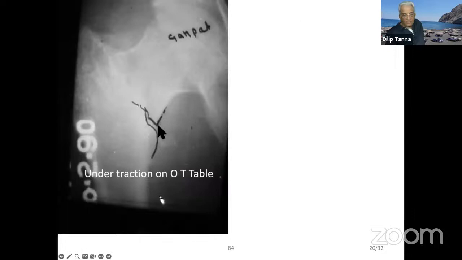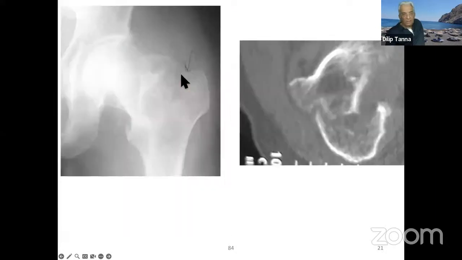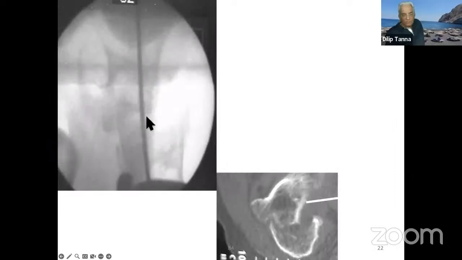This is where it has not been able to reduce. This is under traction on OT table. This has come out of the capsule. So you cut the capsule, and automatically the whole thing will be reduced. So I reduce this and ultimately it is picked up with the DHS. Or here, this is the one, you can see what has happened. This was the CT scan which was there. I tried to reduce it. I couldn't reduce it. And I passed the guide wire, but it is not in the center of the bone at all. This is how it was.